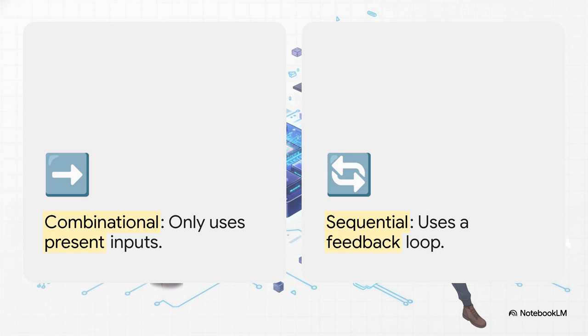Okay, let's dive right in by contrasting the two main types of digital circuits. First, we have combinational circuits. These are super straightforward. Their output depends only on the input signal present at that exact moment. Basically, they have zero memory. The signal just pushes through with a slight propagation delay, and that's it.